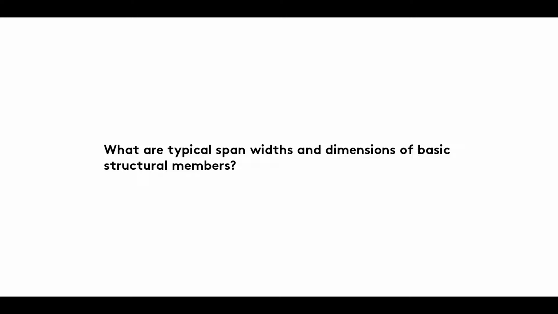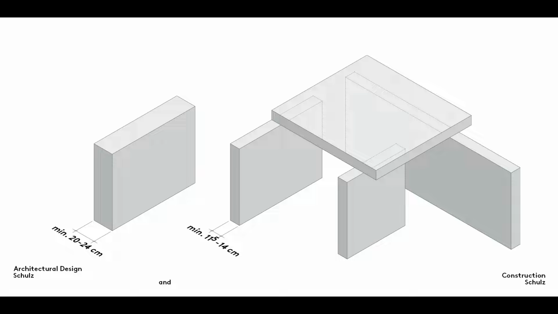We thought it would be useful to show you some typical structural member span widths and dimensions. The thickness of a wall depends on the load it is to bear, its height, and how it is supported. Freestanding walls need to be thicker than walls that are supported at the top and/or laterally. A symmetry wall will be at least 24 cm thick if it's made of masonry and at least 20 cm thick if it's built in reinforced concrete.